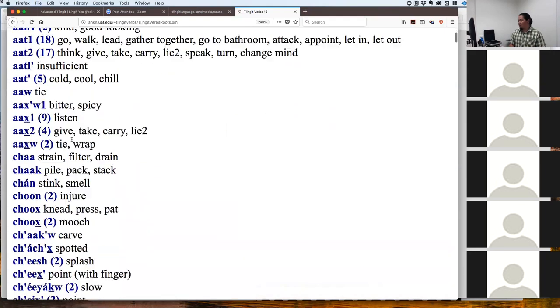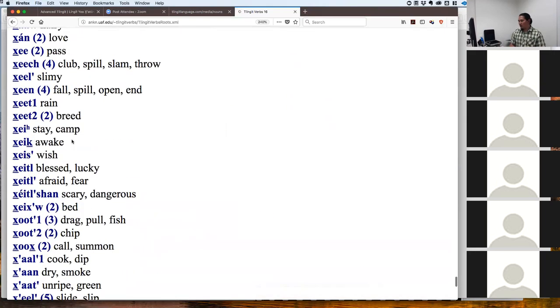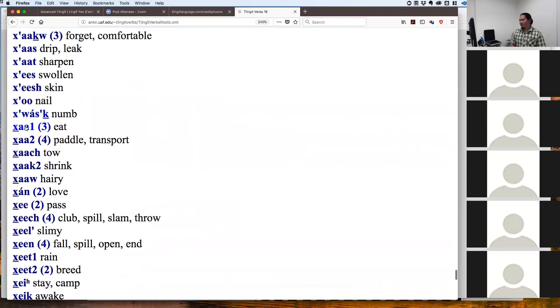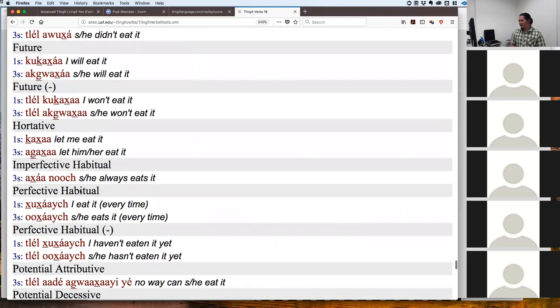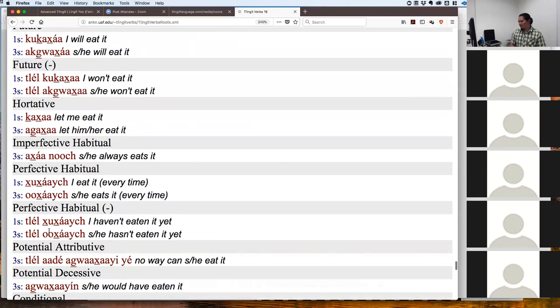So you're going to go down to cha, and you would look up cha, to eat it. And you'd go down and find this one. Kechuchaych, I haven't eaten it yet. In context, that could mean I've never had it before. But it could also mean I have this thing that I'm saving because I haven't eaten it yet.